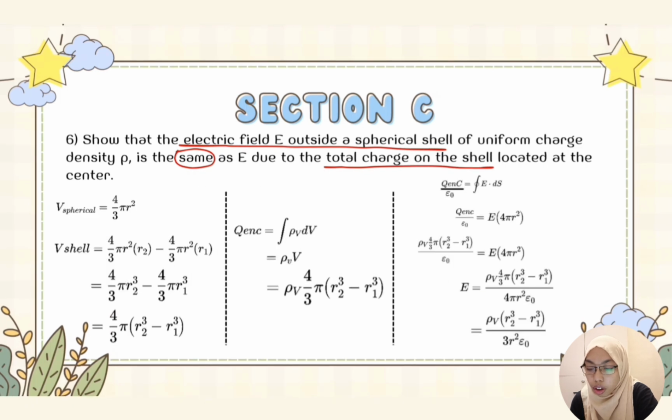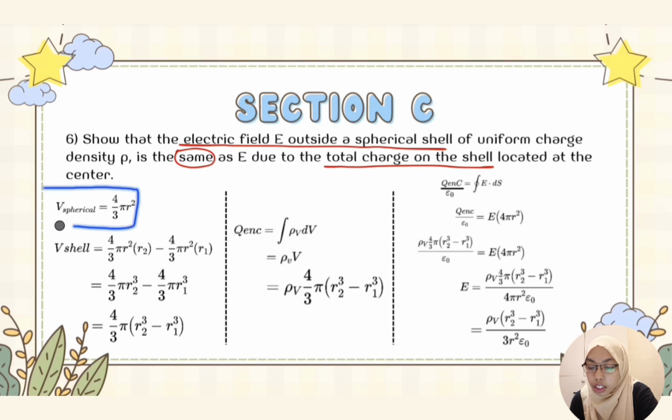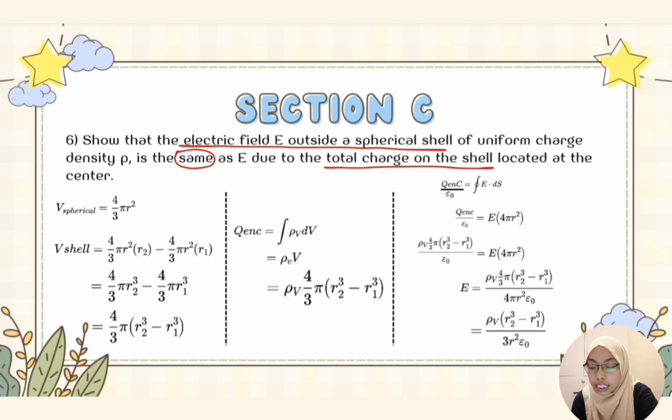Next, we need to know the volume of the shell. We know that the volume of a sphere is 4 over 3 pi r cubed. So from this, we can calculate the volume of the shell, which is 4 over 3 pi r2 cubed minus 4 over 3 pi r1 cubed. We need to simplify and we can get 4 over 3 pi times r2 cubed minus r1 cubed.